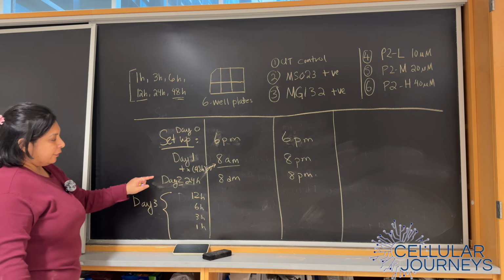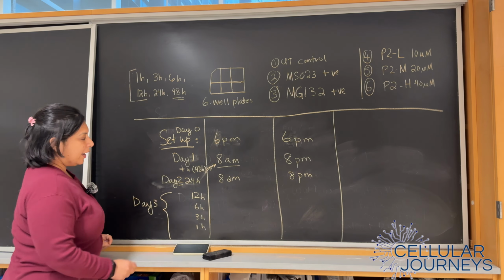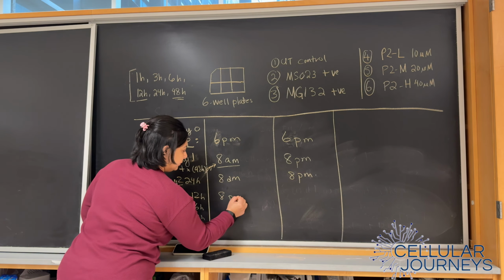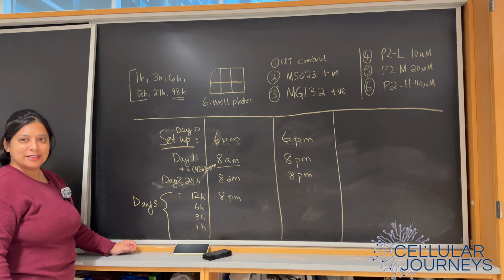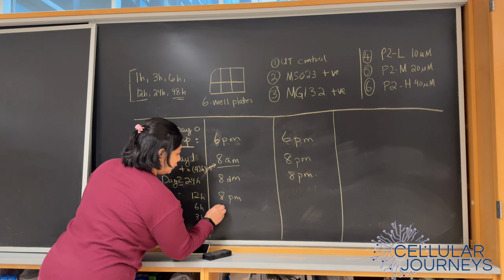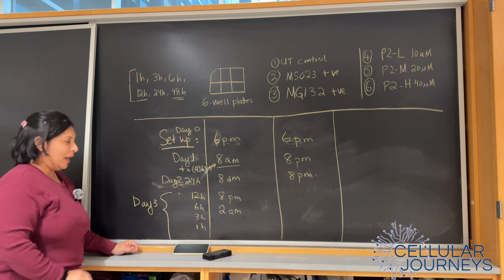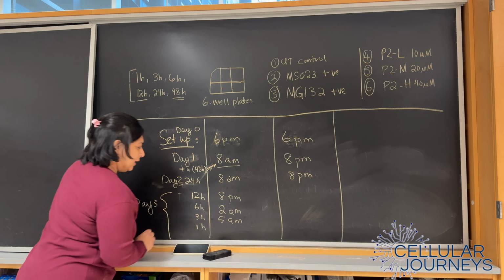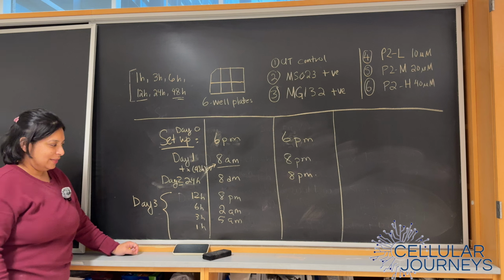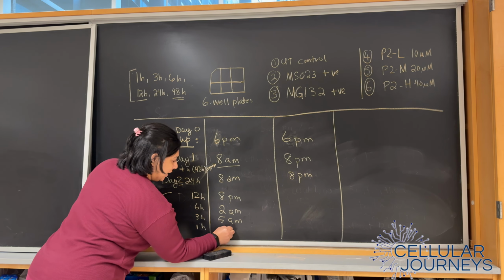Okay. So if we started at 8 a.m., the 12-hour is going to be 8 p.m. The 6-hour is going to be 6 hours from then, so it's going to be what, 2 a.m.? Yeah. Oof. I think we are having a bad night. Next one's going to be 5 a.m. And then 1 hour is going to be 7 a.m.